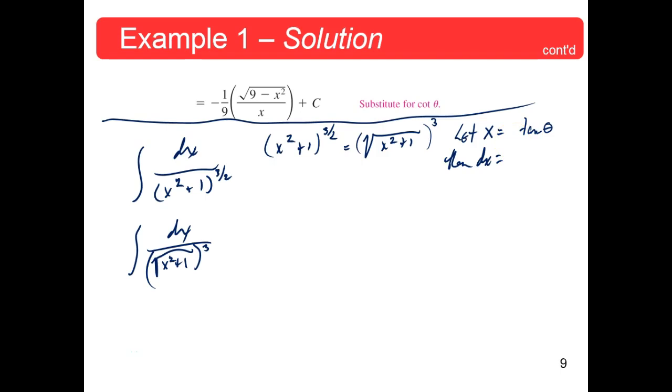Dx, what's the derivative of a tangent? Secant squared theta. With what else? D theta. Don't forget to put d's with d's. Now the other thing, that accounts for the dx here. Now we got to get our x squared. So if x is tangent theta, then x squared is equal to what?